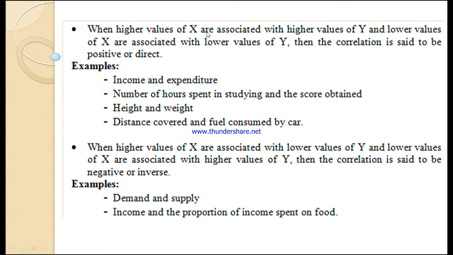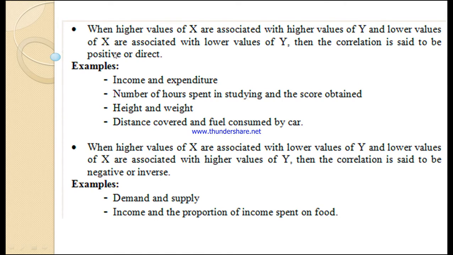when the higher values of x are associated with the higher values of y, and the lower values of x are associated with the lower values of y, we can say there is a positive or direct correlation between x and y. So when the value of x increases, and in the same fashion the value of y also increases, we say that x and y have a positive or direct correlation.